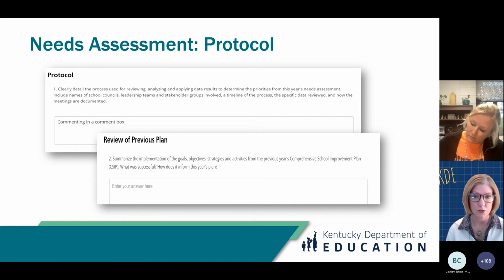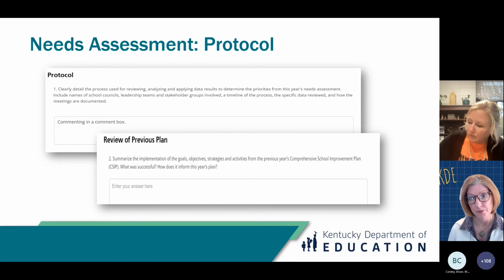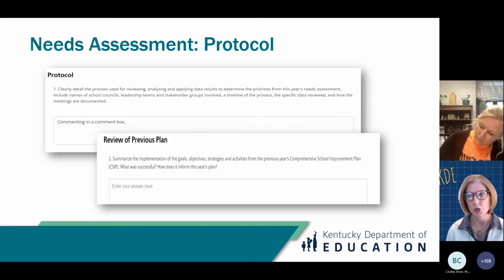Did you meet goals? Did you meet objectives? Which activities worked? Which strategies worked well? How do you know? Which activities and strategies did not work, and we really want to make sure that we do something differently. So it's asking you to look at last year's plan. How did that go? And then more importantly, what does that tell you about this year's plan? How do we use what we learned from last year's plan to help us inform this year's plan? So that is a new question on there.